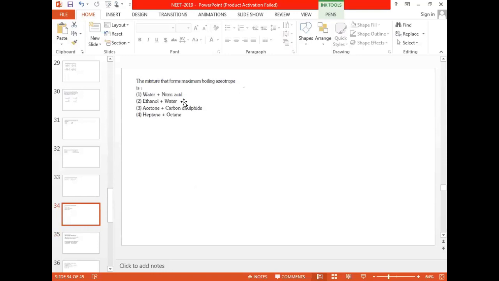Ethanol and water is a minimum boiling azeotrope. Acetone and carbon disulfide, this also is minimum boiling. Heptane and octane is an ideal solution. That's all. Right, next question.